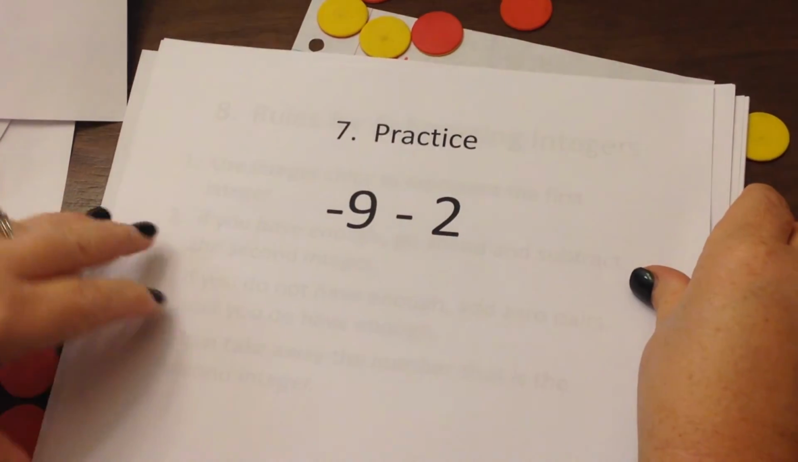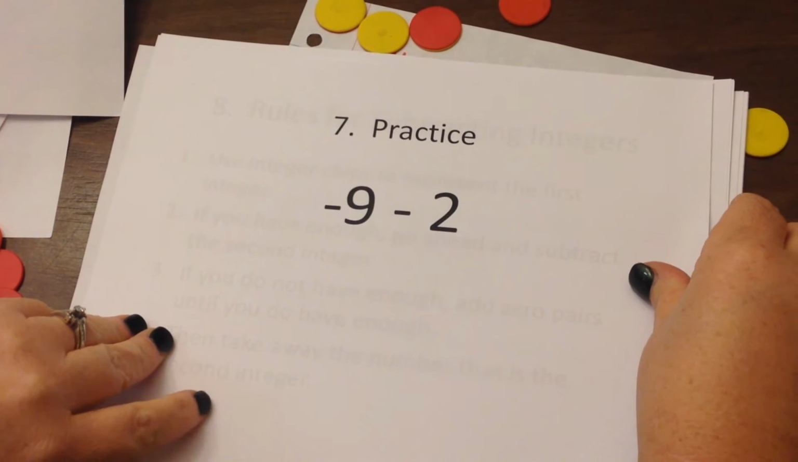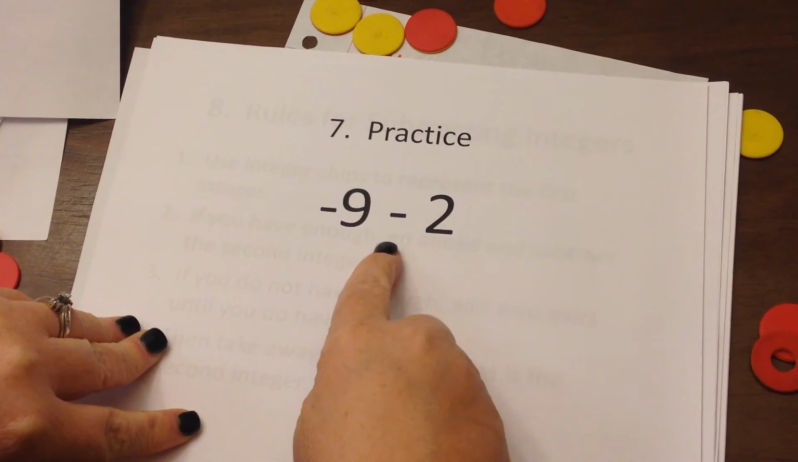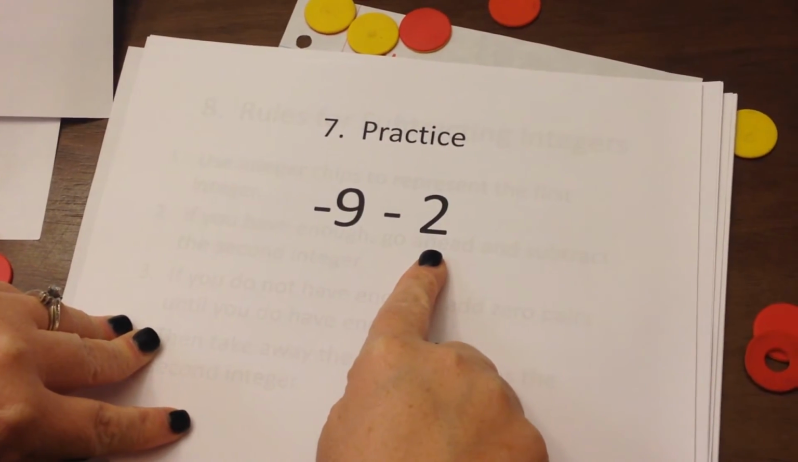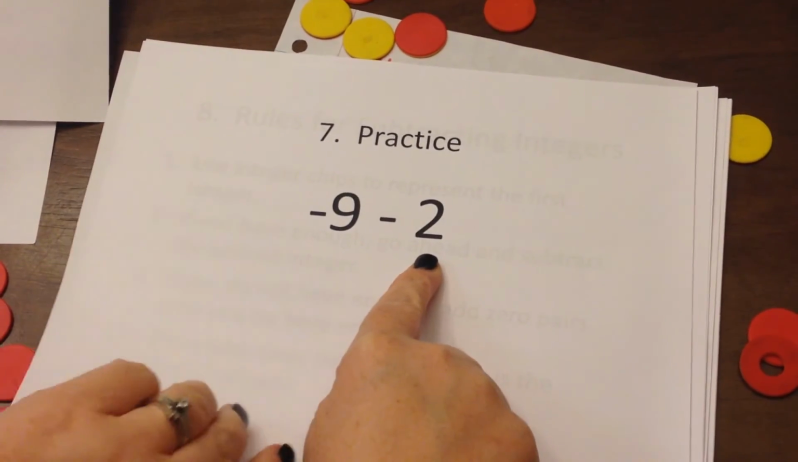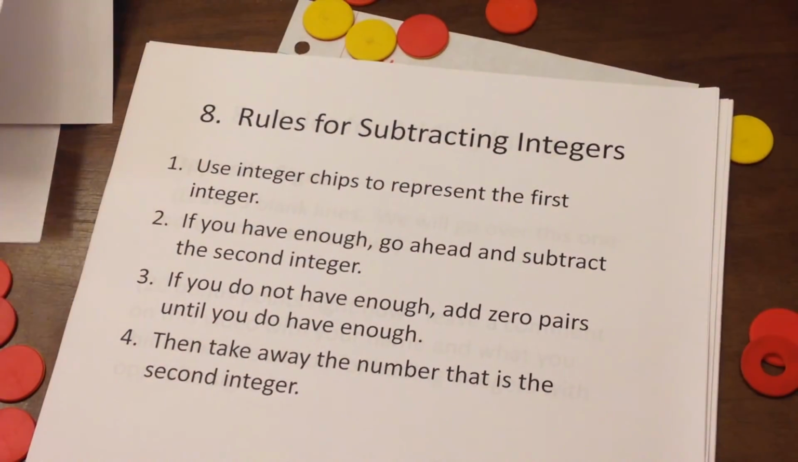Number 7, -9 minus -2. So this is 9 negatives minus 2 positives. 0 pairs are used a little differently in subtraction here.